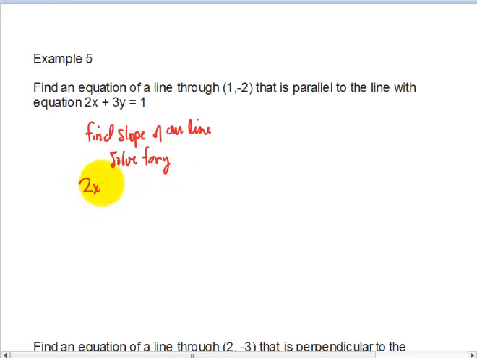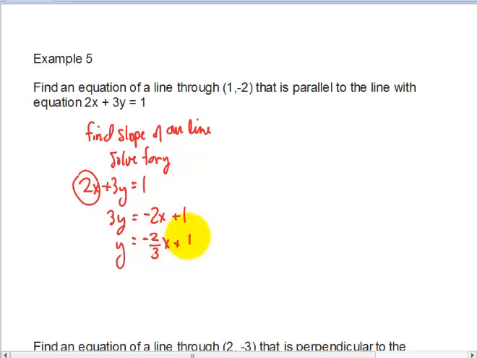So 2x plus 3y equals 1. I'm going to just have 3y equals -2x plus 1. I'm subtracting the 2x. Divide by 3. And now I have the equation in slope-intercept form, and I was really just doing this so I could get the slope value. The slope of the line and of the line that's parallel to it are identical, and it should be -2/3.